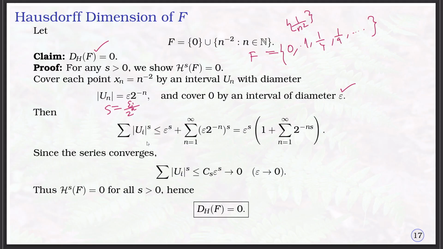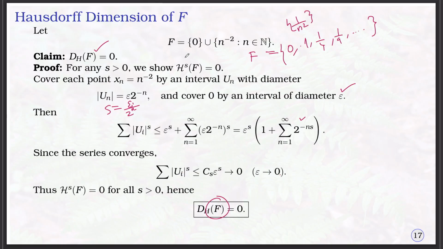Here one can take epsilon power s outside, then one gets 1 plus the sum of 2 power minus ns. Since the series is convergent, because this quantity is less than 1, the summation is less than or equal to c_s times epsilon power s, which converges to 0 as epsilon converges to 0. Thus H^s of F equals 0 for all s greater than 0. Hence the Hausdorff dimension of F equals 0.